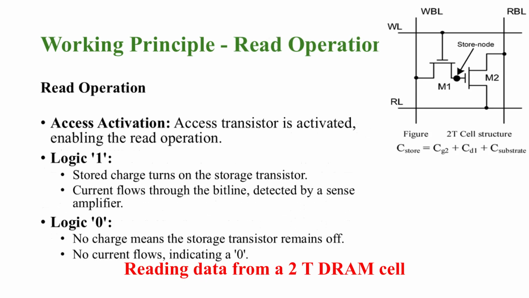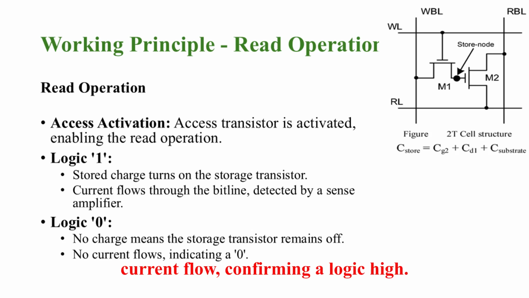Reading data from a 2TD RAM cell involves these steps. The access transistor is activated, allowing the stored charge to influence the storage transistor. If the charge represents a 1, it turns on the storage transistor, enabling current flow through the bit line. A sense amplifier detects this current flow, confirming a logic high. If no charge is present, the storage transistor remains off, and no current flows through the bit line, indicating a logic low or 0. While simple, this method ensures the stored data can be accurately retrieved.